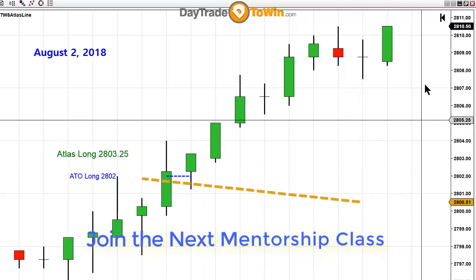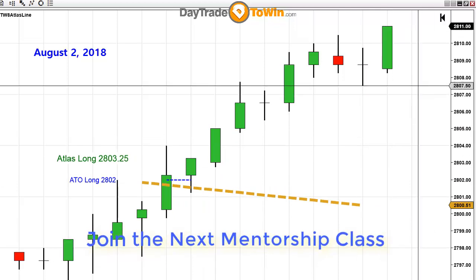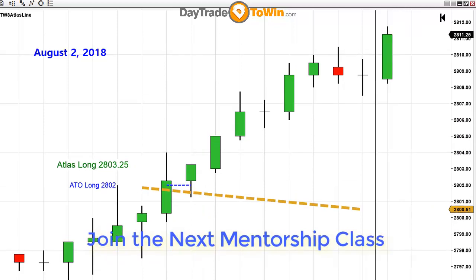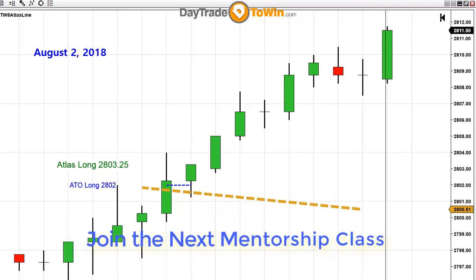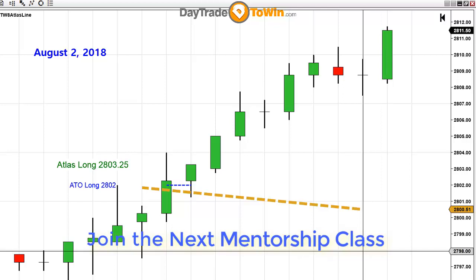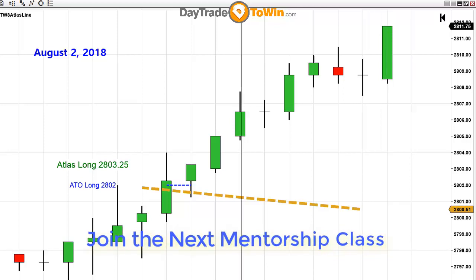And then we may have a pullback and strength trade as the market continues higher, and the software will continue to plot that as we move forward. So I wanted to give you a demonstration of how to add the software, both Atlas Line and At the Open, to the chart and the signals for today, August 2nd, that the software produced.